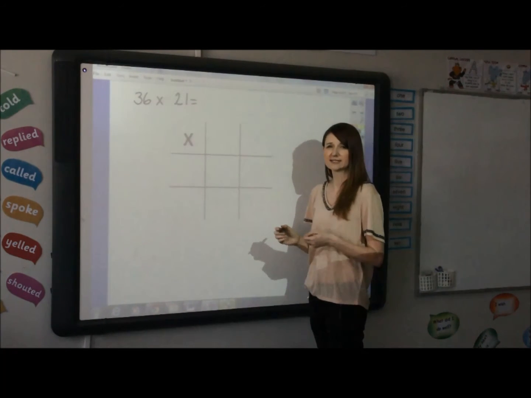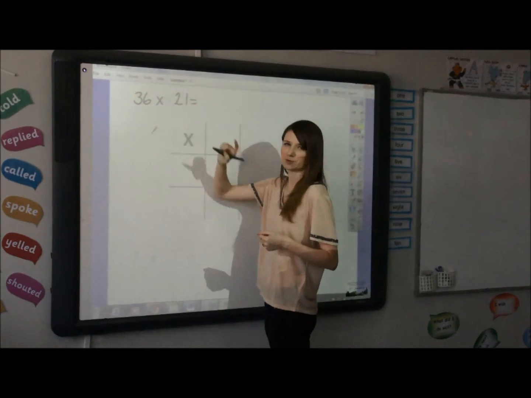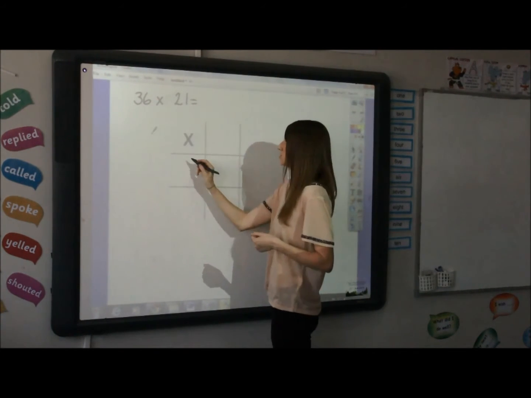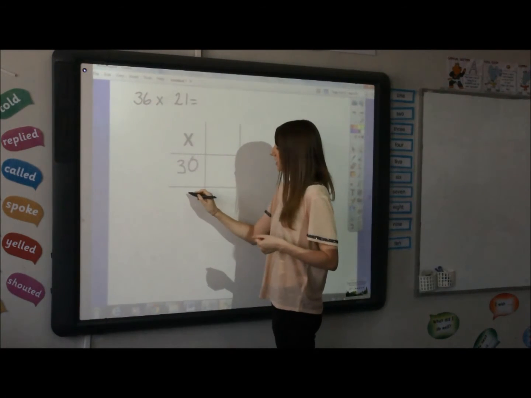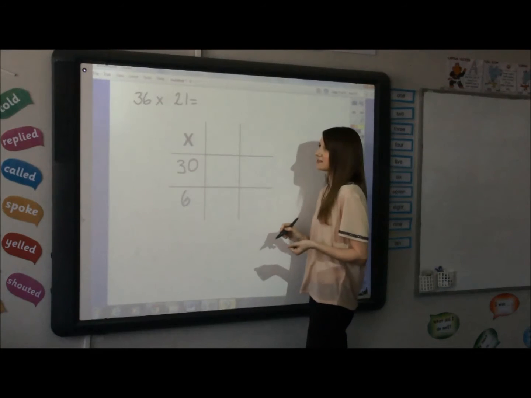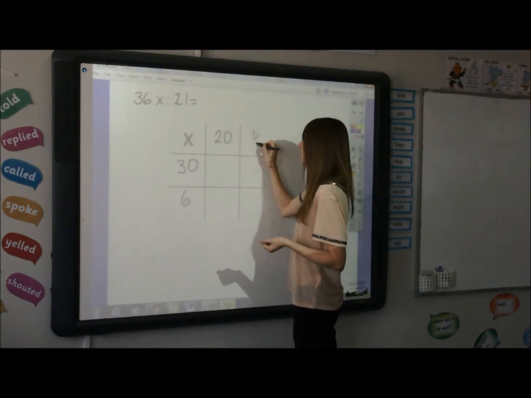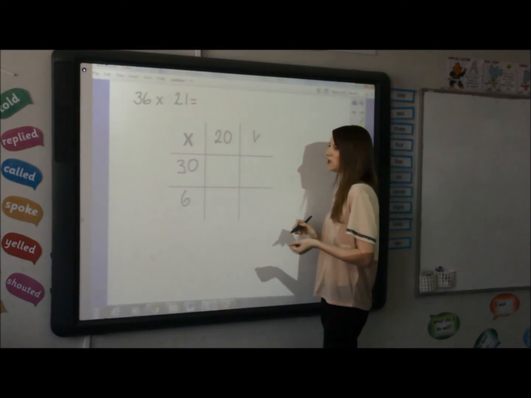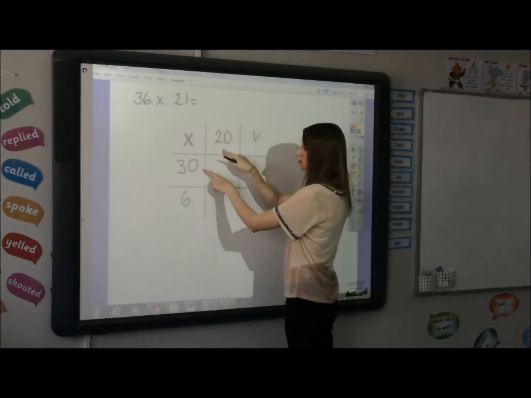So I've got 36 multiplied by 21. So I'm going to need to partition both sets of numbers. So the first number partitions into 3 tens, that's 30, and 6 units. And the second number partitioned would be 20 and then a unit, 1. So the first thing I need to do now is find these two numbers until they converge.